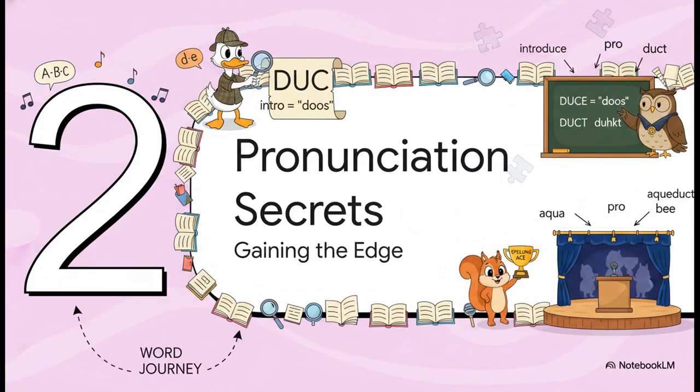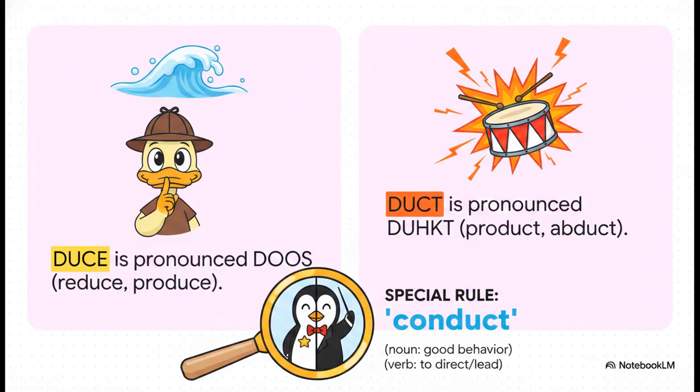Moving right along to Section 2, Pronunciation and Spelling Secrets, Gaining the Edge. You know, so many spelling bee students lose points because, well, they know a word's meaning, but they stumble on its tricky pronunciation patterns or its grammatical forms. Mastering these little details will totally save you on stage. You really need to pay close attention to this distinct pronunciation pattern.